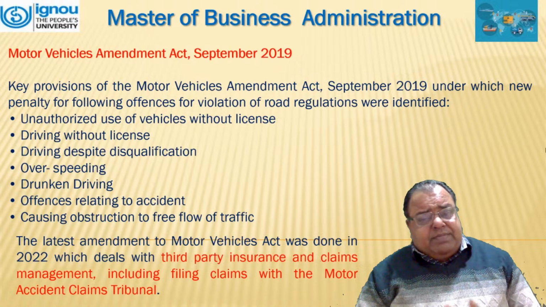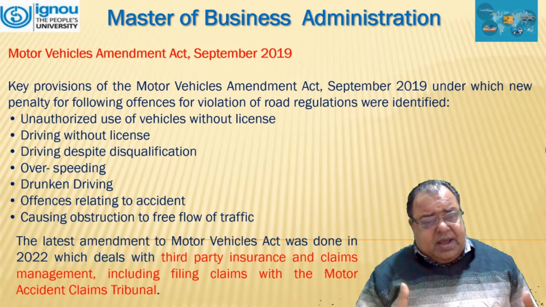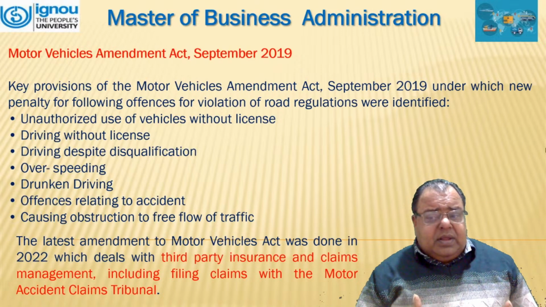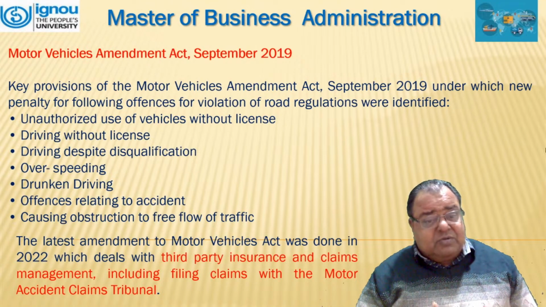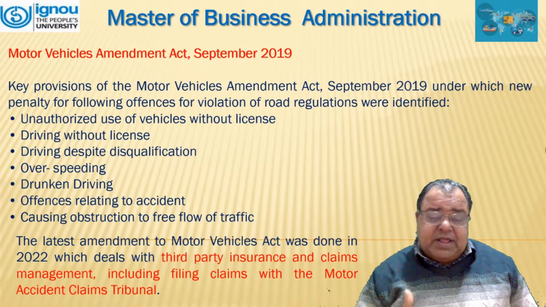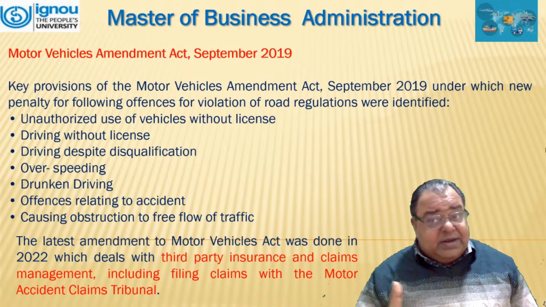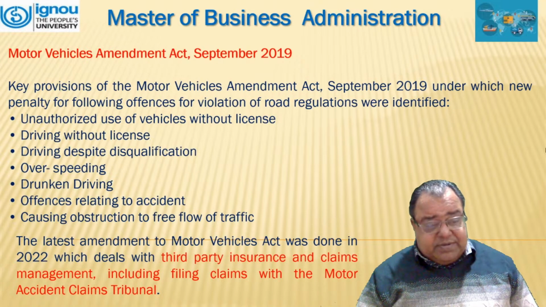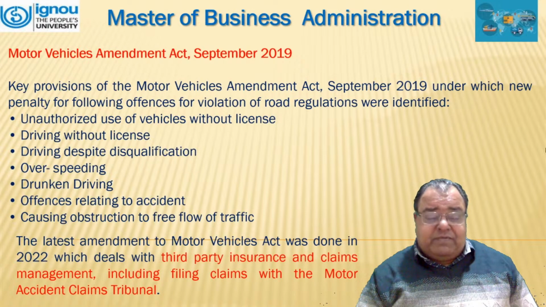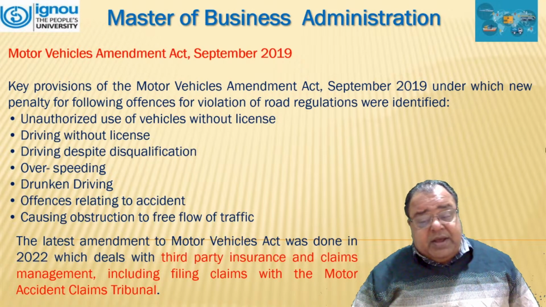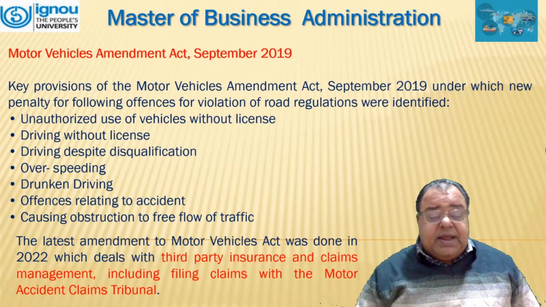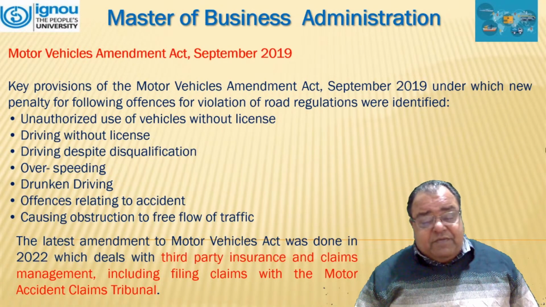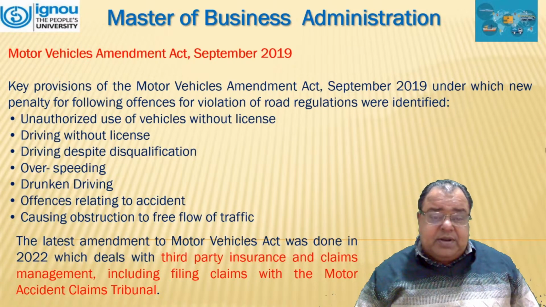Motor Vehicle Amendment Act, September 2019. Under this, the following offences for violation of road regulations were identified: unauthorized use of vehicle, driving without license, driving despite disqualification, overspeeding, drunken driving, offences related to accidents, causing obstruction to free flow of traffic. The last amendment of the Motor Vehicle Act was done in 2022, which deals with third party insurance and claims management, including filing claims with the Motor Accident Claims Tribunal.